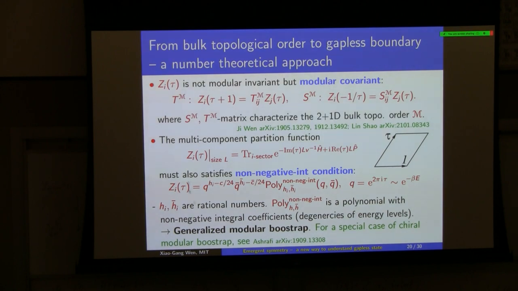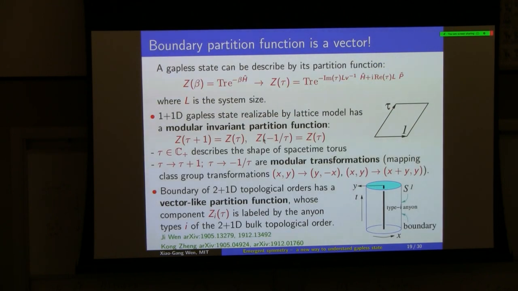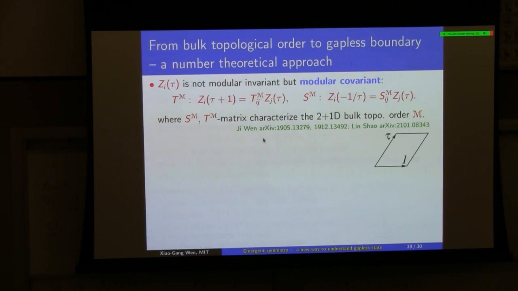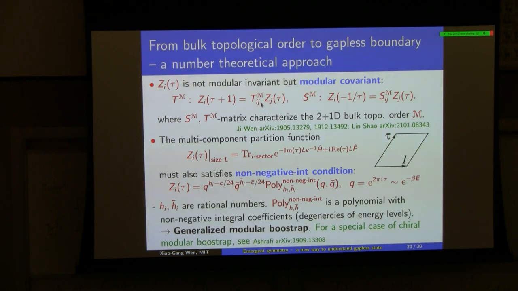Okay. So this is called a generalized modular bootstrap. The standard modular bootstrap is to find a modular invariant partition function. But generalized means it's just a small twist. We say we have a boundary for a topological order, and then the bulk topological order gives rise to, and determines, the vector-like partition function. And there's a study in string theory or conformal field theory called the chiral modular bootstrap. We're assuming this function is only a function of tau, not tau bar, and then determining this kind of partition function. Here it's a little more general: we have a function of both tau and tau bar, but try to find this modular covariant partition function.